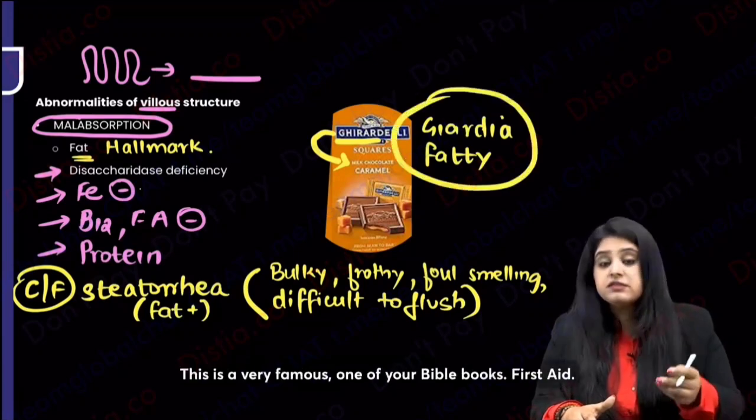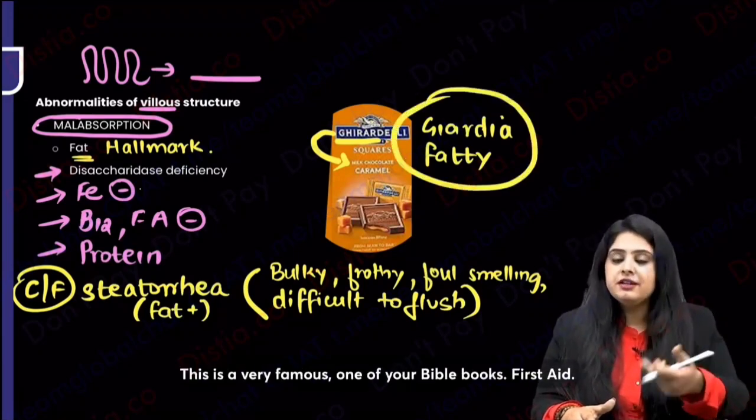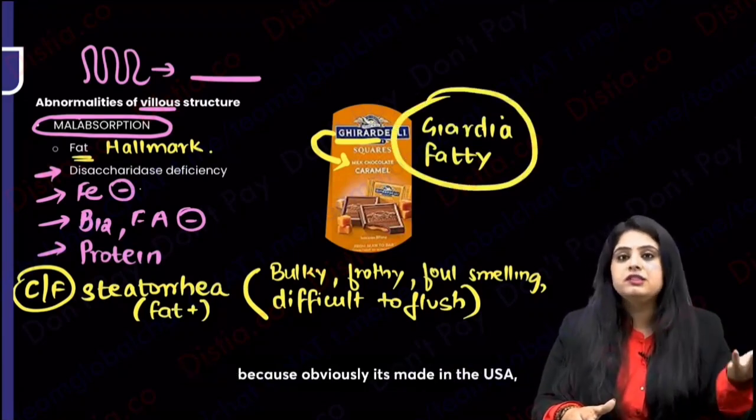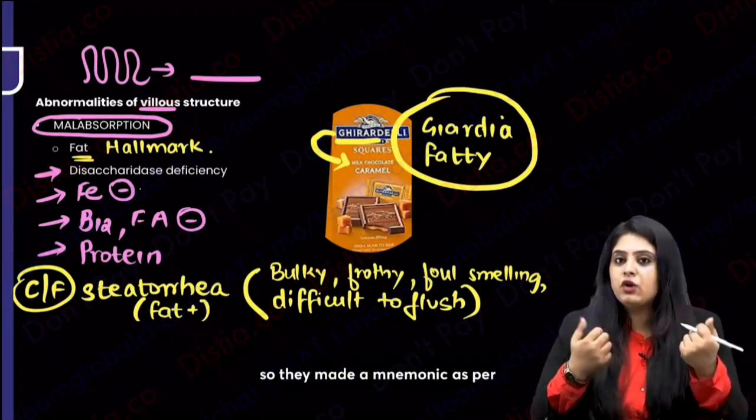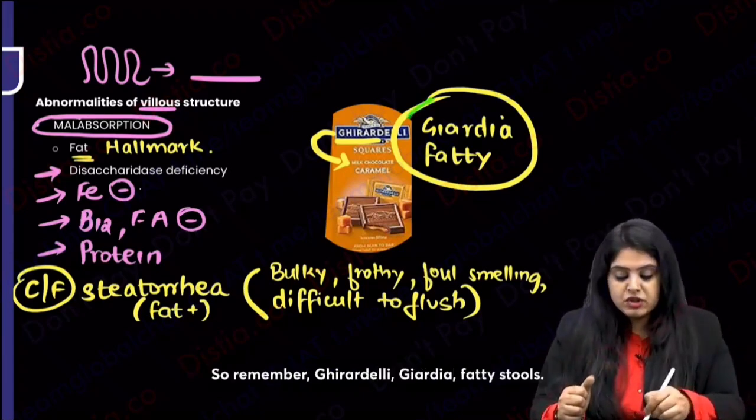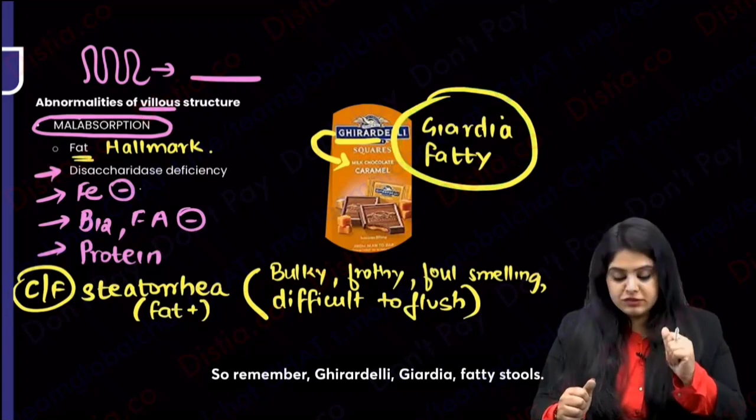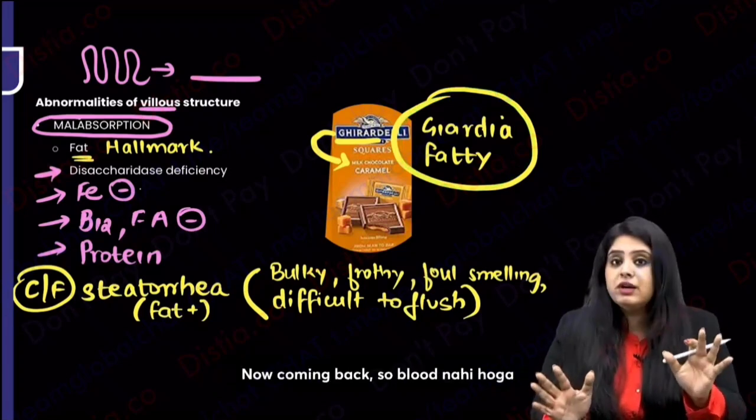This is a very famous one of your Bible books, First Aid. From First Aid only this mnemonic is there, because obviously it's made in the USA, so they made a mnemonic as per their own chocolates, right? So remember, Ghirardelli, Giardia, fatty stools. Now coming back, there will be no blood, is what I want to tell you.